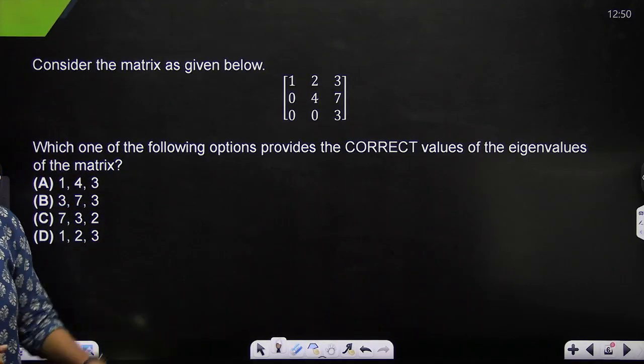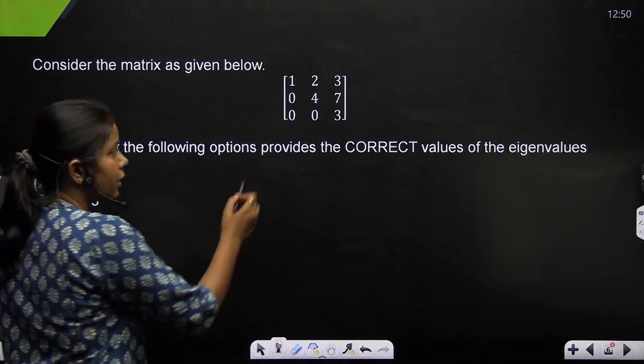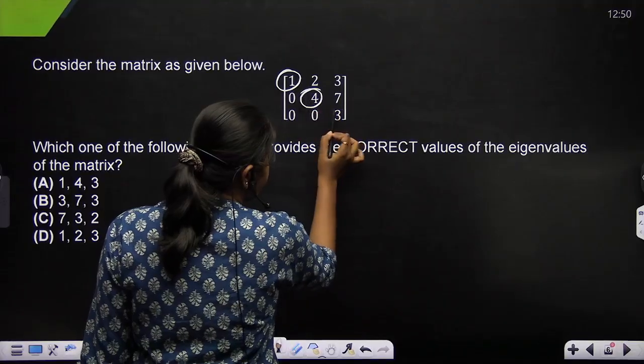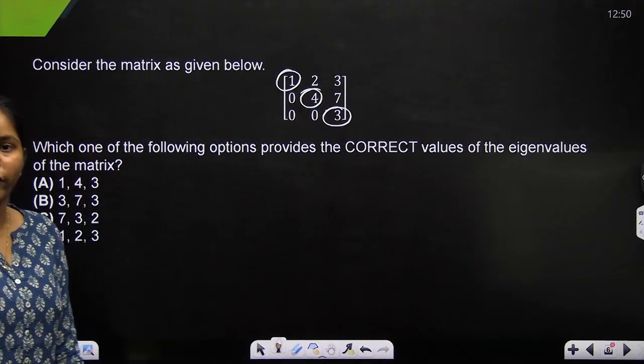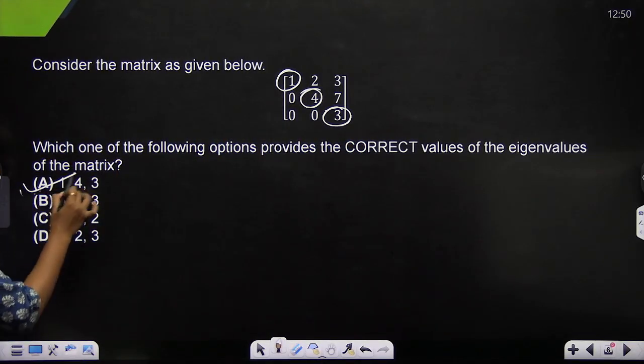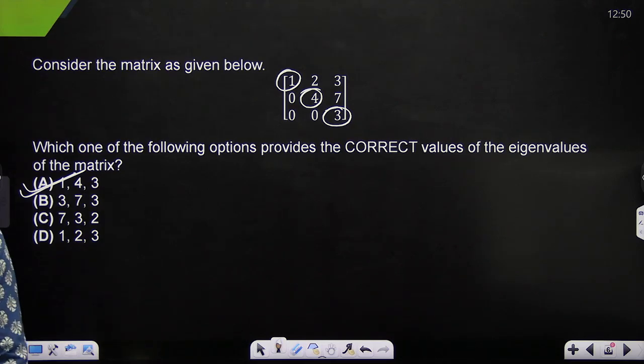So it is an upper triangular matrix, and if it is an upper triangular matrix, then the diagonal entries would give me the eigenvalues. So 1, 4, 3 would be my eigenvalues. Option A is correct here. Right? It's a simple question. This question has been asked in the GATE exam.